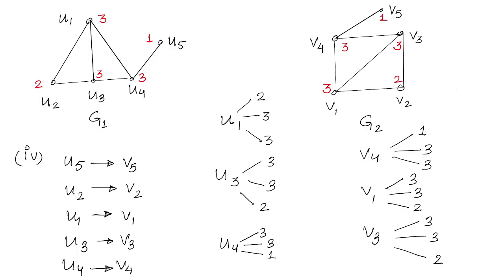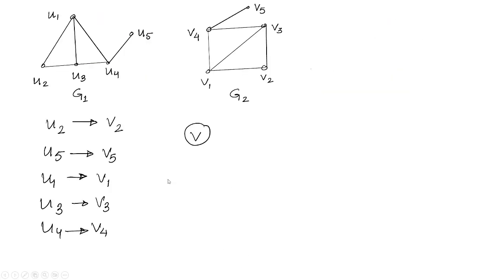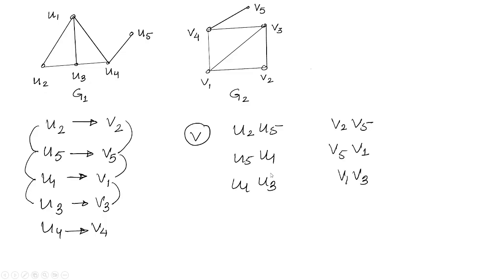Now the last thing is edge mapping. So vertex correspondence is done. Now for edge mapping, this is your vertex mapping, so you start creating edges. One edge is U2, U5, and in G2 it is V2, V5. Then U5, U1, here it is V5, V1. Then U1, U3, here it is V1, V3. Then U3, U4, and in graph G2 it is V3, V4. In this way, we will be creating the edges.